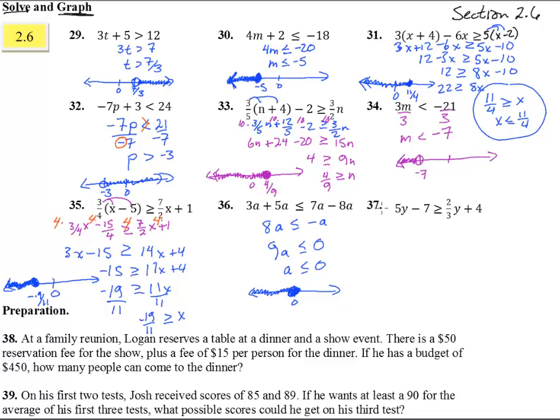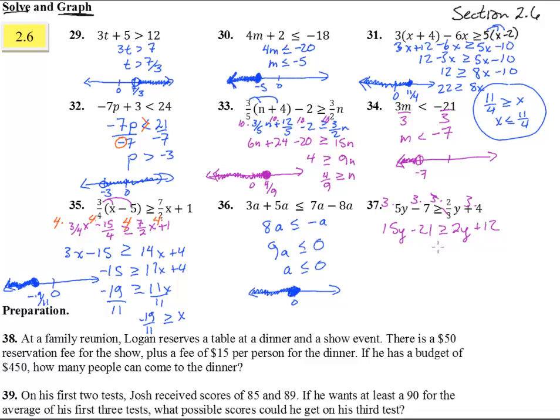Good deal. Number 37. There's a fraction. I want to get rid of him. Looks like the least common denominator is a 3. We're going to multiply through everywhere by a 3 and watch the magic that occurs. 15y minus 21 greater than or equal to, oh, look at that. That 3, gone. Got a 2y plus a 12.